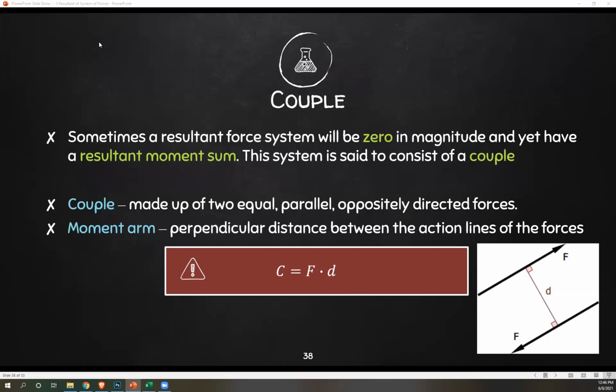So a couple is made up of two equal parallel oppositely directed forces, as you can see in the image. So F and F are equal, oppositely directed to each other, and parallel, of course. Then we have what we call your moment arm, similar to the term we had for moment. It's the perpendicular distance between the action lines of the forces. So that's this D. Therefore, the equation for couple, same with moment, it's force times distance. But instead of being the distance from a moment center, it's the distance between your two parallel and equal forces.